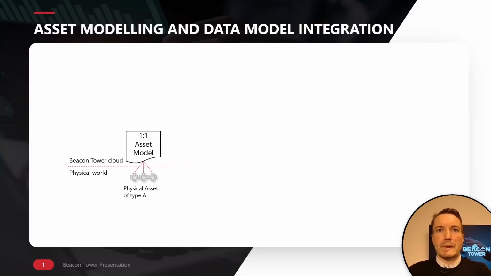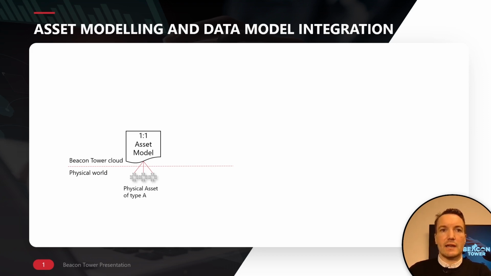In this video, I will explain one of the most fundamental and essential building blocks in Beacon Tower, which is our use of asset models. In short, we use asset models in two ways. The first way we use asset models in Beacon Tower is to describe one-to-one the physical assets that are sending data to Beacon Tower, because we of course need to collect and contextualize the data that we are receiving.